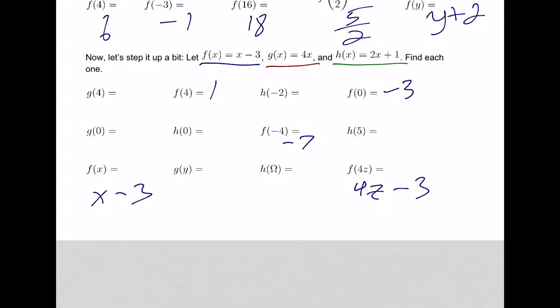Switching to the g function, I'm going to multiply whatever is in the parentheses by 4. So this gives me 16, 0, 4y, and let's move on to the h function. Negative 2 times 2 plus 1, because I double it and then I add 1. So negative 4 plus 1, negative 3. 0 doubled plus 1 is 1. 5 doubled is 10, plus 1 is 11. So this becomes 2 horseshoe plus 1. You can use anything.